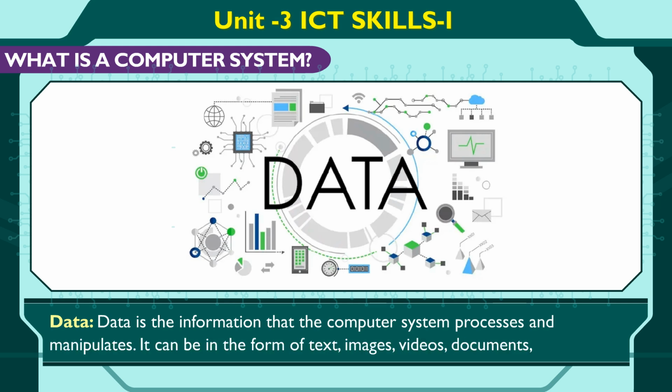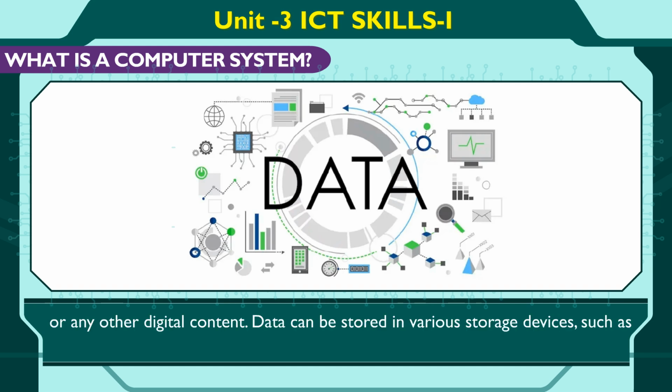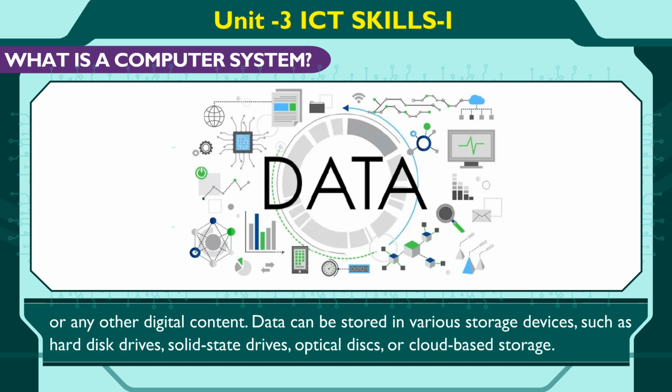Data. Data is the information that the computer system processes and manipulates. It can be in the form of text, images, videos, documents, or any other digital content. Data can be stored in various storage devices such as hard disk drives, solid-state drives, optical disks, or cloud-based storage.